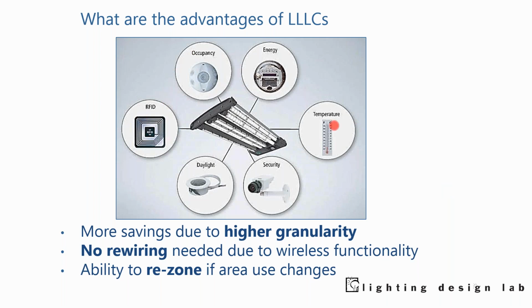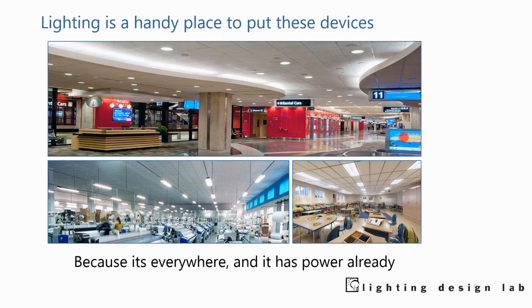And the advantages are basically, we can track lots of kinds of things. We can control for lots of things. We have higher granularity, as we'll see in a moment. You often don't need to rewire because all you do is hook the fixture up and the controls are already there. And we can rezone easily if the use patterns change.